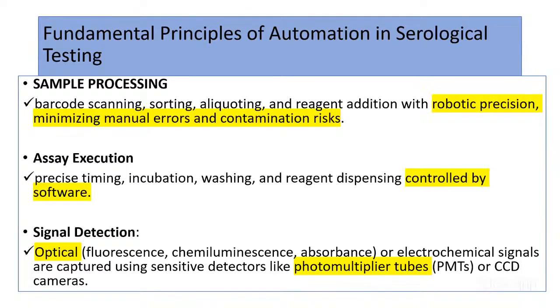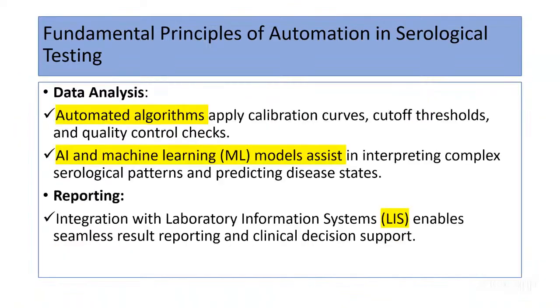Signal detection by optical means, like someone generates light, someone generates fluorescence. So we have machines that detect that fluorescence or light. We'll see in the later part of my lecture things called photomultiplier tubes or different cameras so that the amount that is there in an analyte can be precisely measured. Data analysis, automatic algorithm, because you do not have to do the calculations manually. Your software is going to do it, algorithms are there.